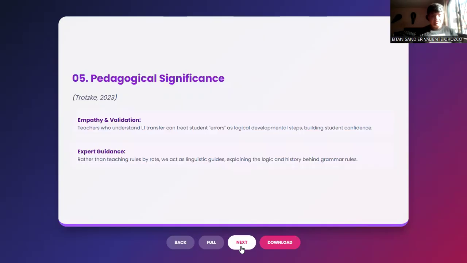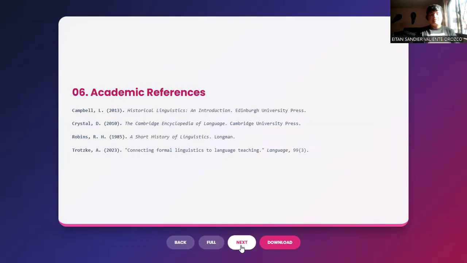And the pedagogical significance. We have three. The empathic validation: understanding how to handle errors, a logical development aspect to help the student build confidence, obviously in every school or university. And the expert guidance: rather than teaching rules by rote, we act as linguistic guides, explaining the logic and the history behind the grammar rules. The teachers explain their classes as experts. This could be for history, English, and geography teachers. And they could be my references.